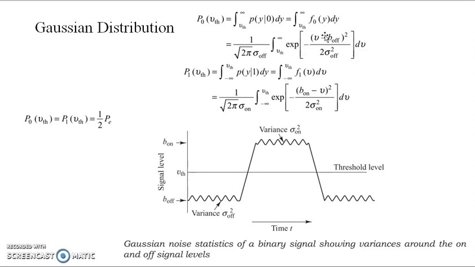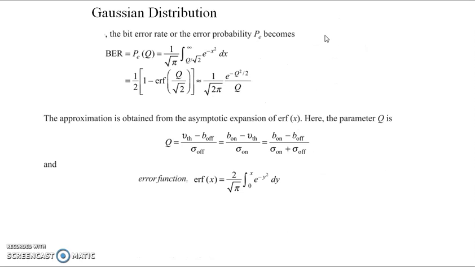Then we can have the bit error rate. We can consider it as the probability of error occurring for a given particular period.